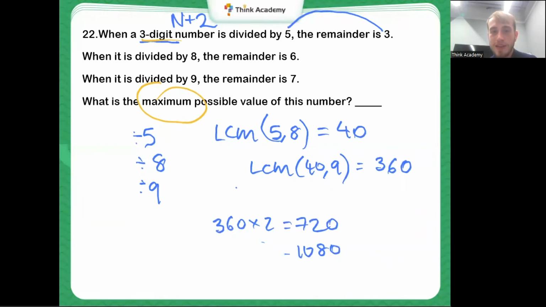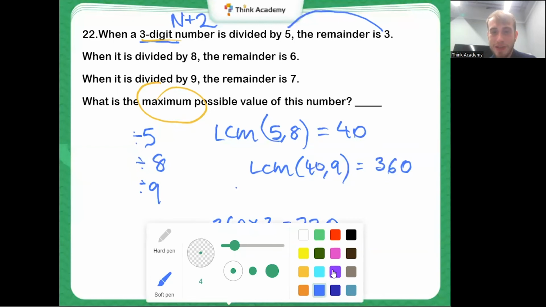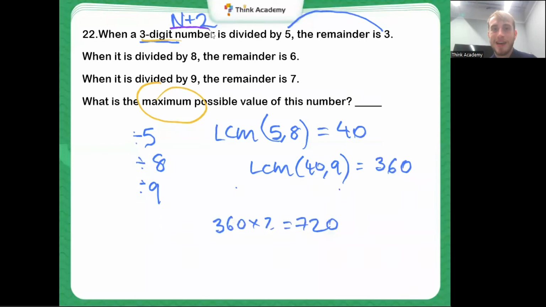So this is your biggest 3-digit multiple of 8, 9, and 5. But we're not quite finished because we didn't just want a multiple of those things. We wanted our number to be 2 less than that. So if n plus 2 is equal to 720, we'll take away 2 and find n is equal to 718.